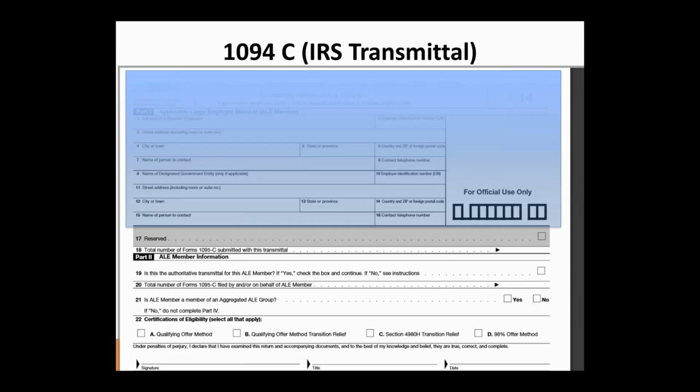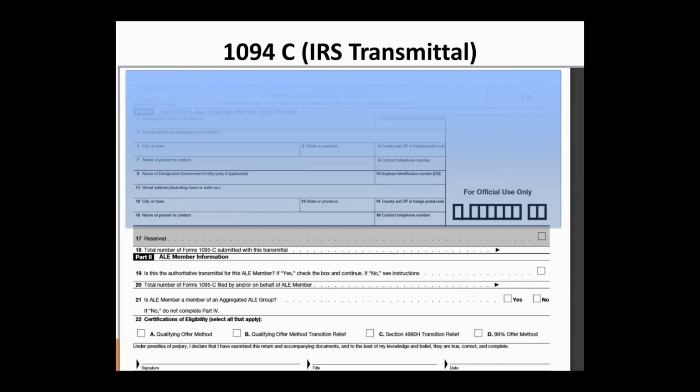So to start off in the 1094C, the top part is just basic employer information, so I'm going to gray that out. If you see Part 2, line 19, is this an authoritative transmittal for an ALE member? I'm pointing that out specifically for a couple of different reasons. First of all, really that data, if you're filing the reporting, should fall in your payroll system or your payroll provider.